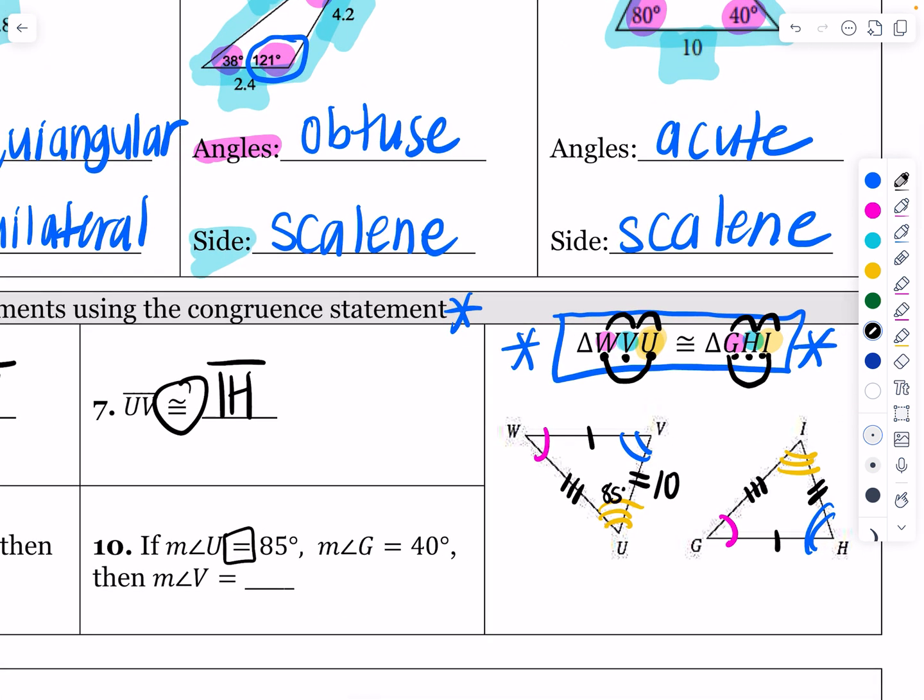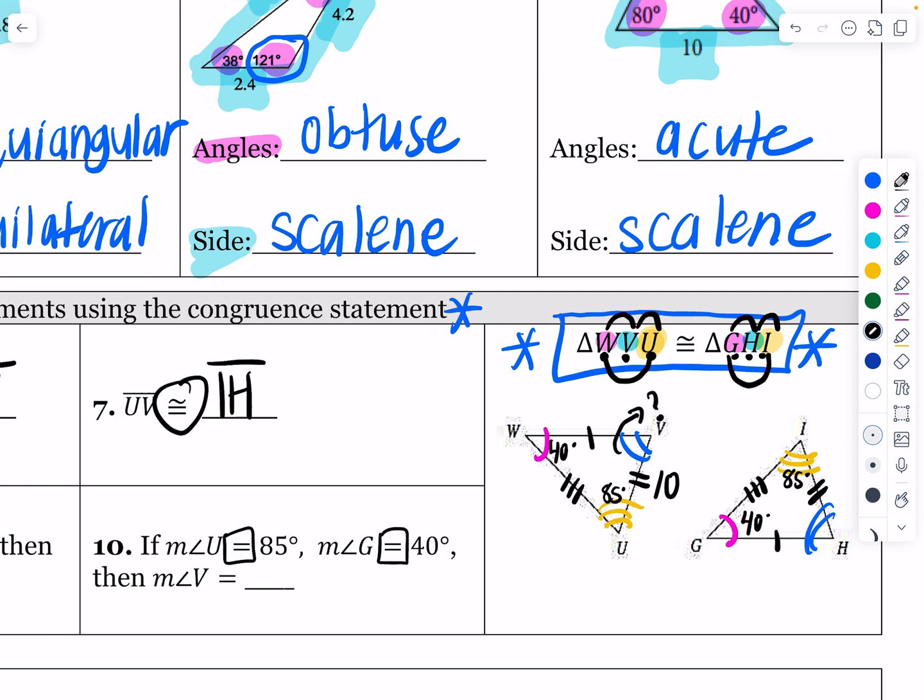So if this is 85 degrees, then I is 85 degrees as well. And then G is equal to 40, so I'm going to put that on both spots. So G is pink, so that's 40, which means that W is 40. Then what is the measure of angle V? So this is the one that we're looking for. We're looking for angle V.